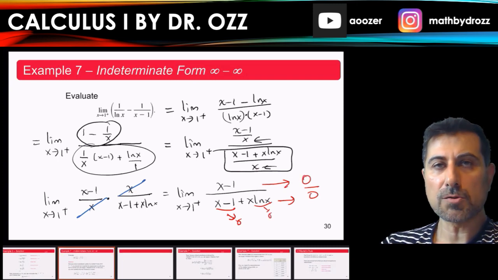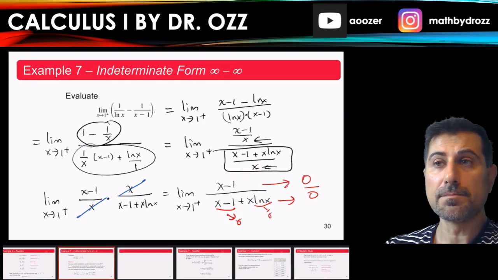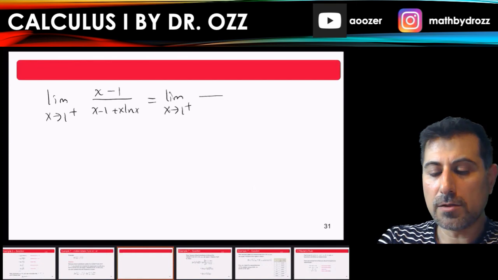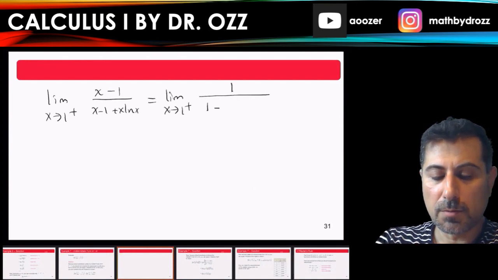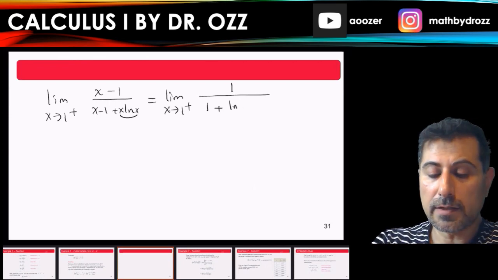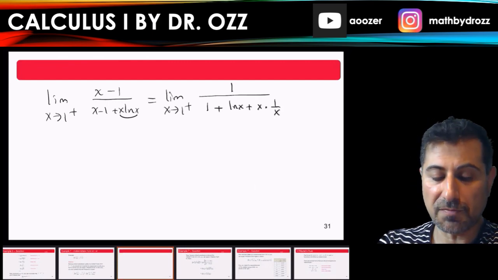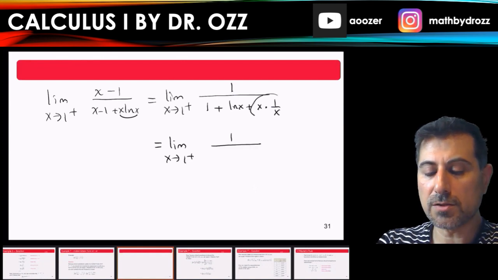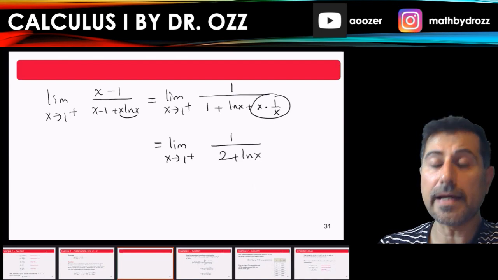We're going to apply L'Hopital's rule one more time, and I'm going to take the derivative of the top and the bottom in the next step. All right, I just rewrote the same expression here. The derivative of the top is 1, and the derivative of the bottom is 1 plus the derivative of this term, which is the product rule: ln x plus x times 1 over x. Okay, let's simplify that. It's 1 over, this is already 1 because x times 1 over x is 1, so it's 2 plus ln x.